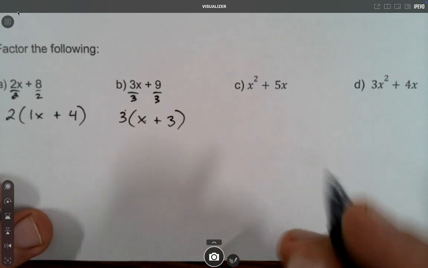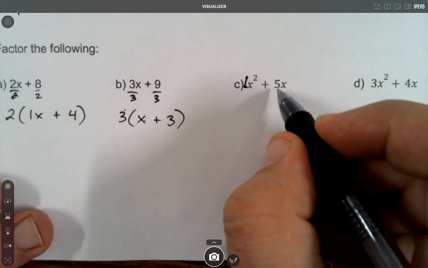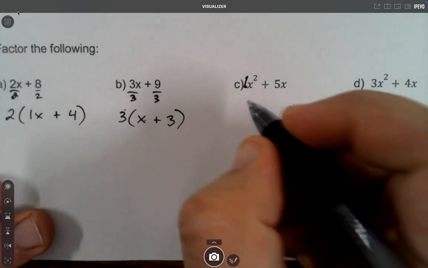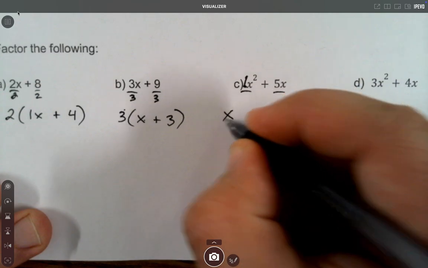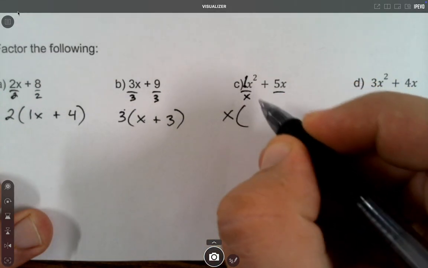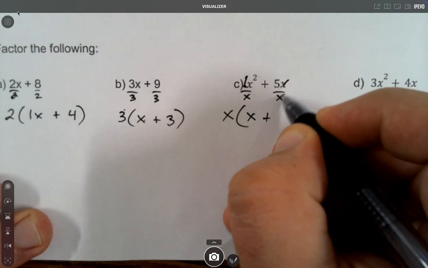Now C is a little bit different. There is an understood 1 in front of that x squared, but there's nothing 5 and 1 have in common other than 1, which doesn't help us at all. But there is something these two terms have in common. It's not a number, it's a variable. They both have an x. So this time I can put x out front. Then I'm doing x squared divided by x, which is x, and 5x divided by x, which is 5.